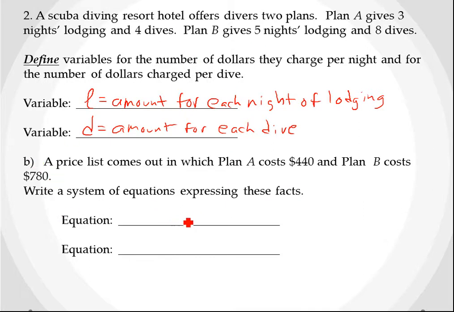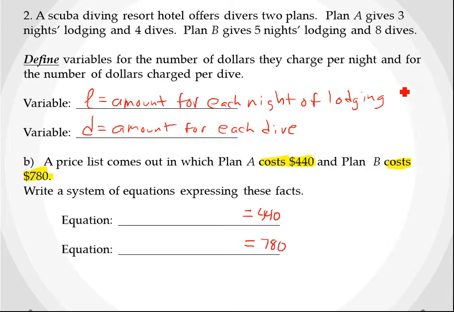A price list comes out on which Plan A costs $440. So here we have a final cost right here, cost $440. Plan B costs $780. So here are the two totals that we need so that we can write. Let me go ahead and we're going to put in here equals 440 and then equals 780.